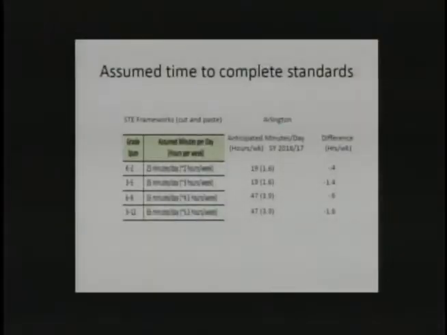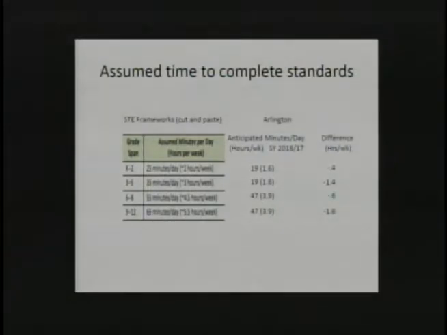So embedded within that new framework is this little table on the left. It's called the assumed minutes per day to reach the standards that are expected and that will be tested in, it's still being debated when it'll be tested, but it'll probably be about 2 years, maybe three.